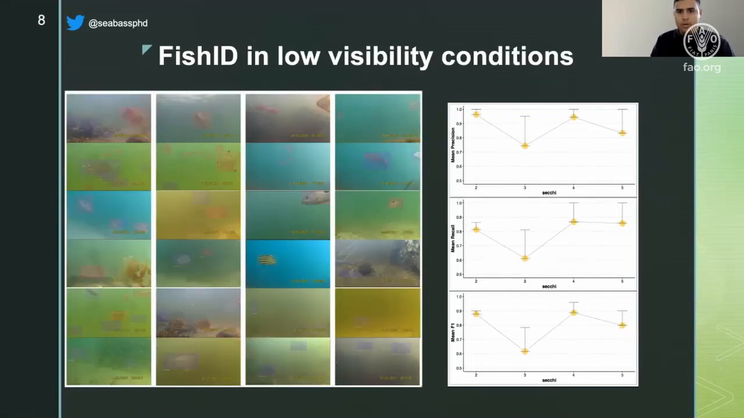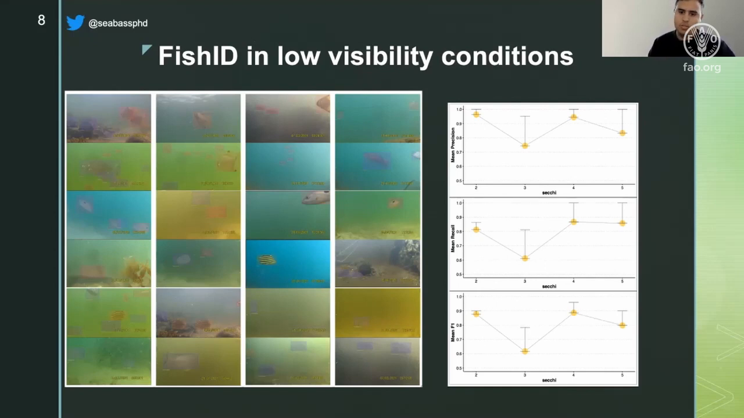Another component that we're now exploring in FishID is how it performs in low visibility conditions. We know that low visibility conditions are common in most underwater ecosystems, and not all ecosystems have perfect visibility. So we have been training our FishID models to be able to identify and detect species in a wide range of visibilities, as you can see there, and for different species.